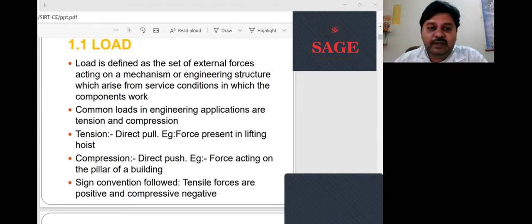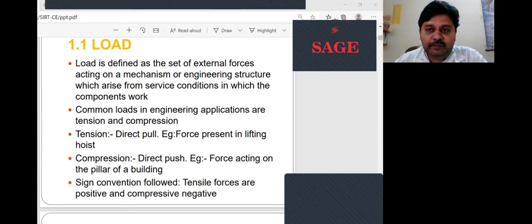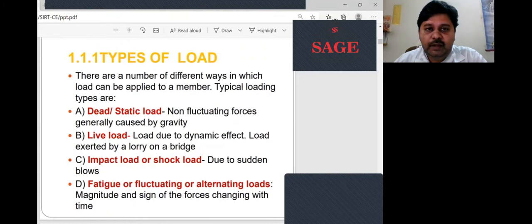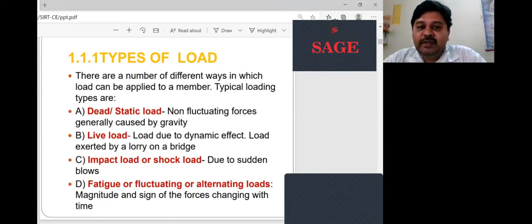After discussing this, we'll discuss the different types of load. There are a number of different types of load which are applied to a member. First is dead or static load. As the name suggests, no force changes. It is simply a load which is caused by gravity.